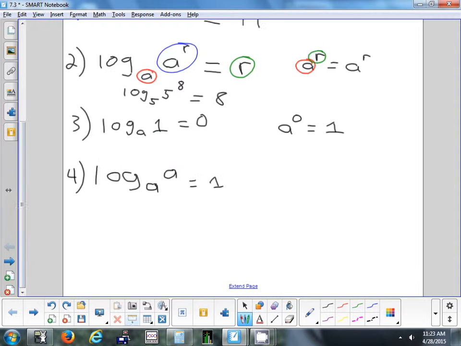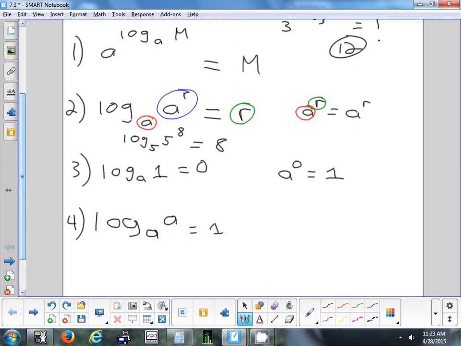Okay, and the last special rule we'll see. Log base A of A always equals 1. So as long as the base and the argument match, the answer you're always going to get is 1.